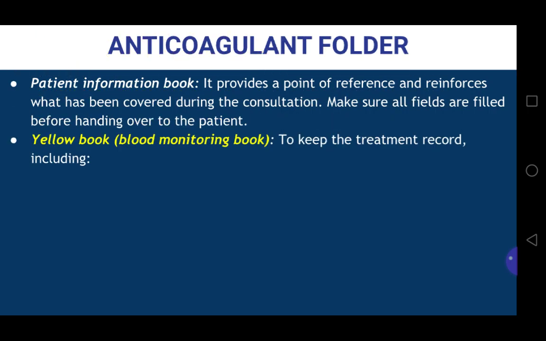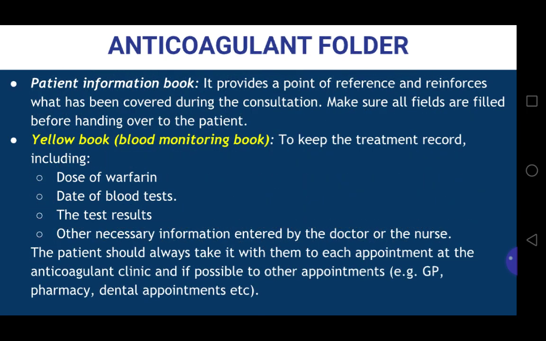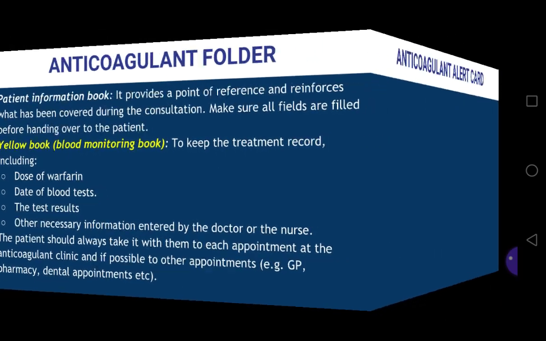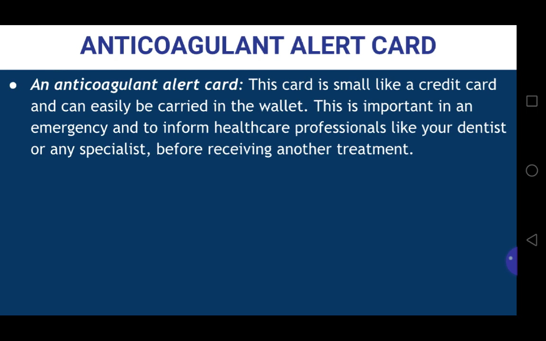Tell about the yellow book or blood monitoring book to keep the treatment record. It contains information about dose and date of blood tests, test results, and other necessary information entered by the doctor or the nurse when you go to the anticoagulant clinic, and advise the patient that you should always take it with you to each appointment at the anticoagulant clinic, and if possible to other appointments, for example to your GP, pharmacy, or dental appointments. Anticoagulant card, which is a card like a small credit card and can easily be carried.